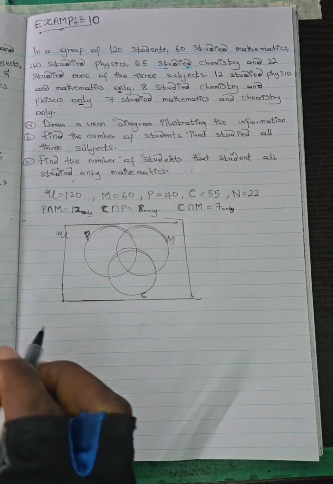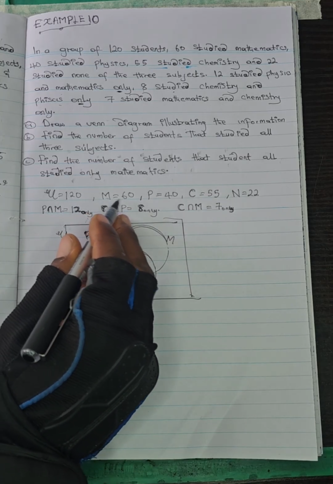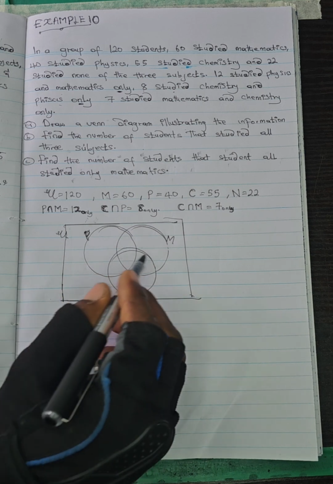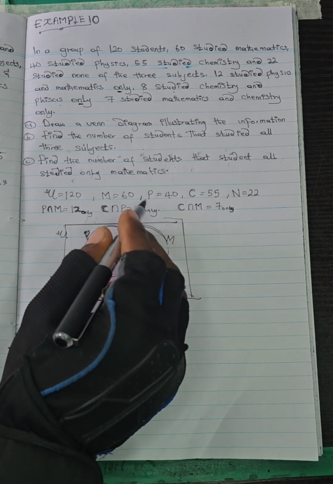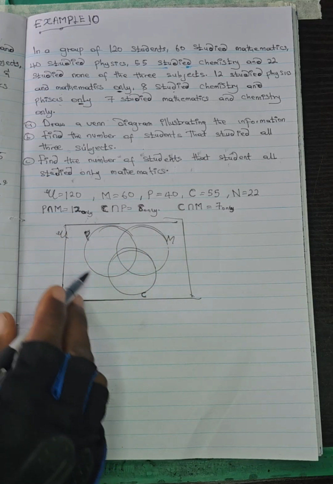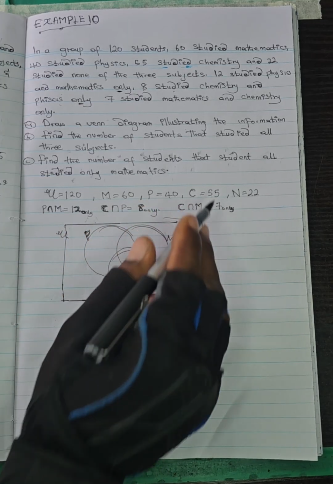Right? Now we have the universal set is 100. Math is 60. Physics is 40. Chemistry is 55. Mind you, the total in this circle must be equal to what? For the mathematics it must be equal to 60. For the physics, the total in this circle must be equal to 40. While for the chemistry, the total in this circle must be equal to 55.